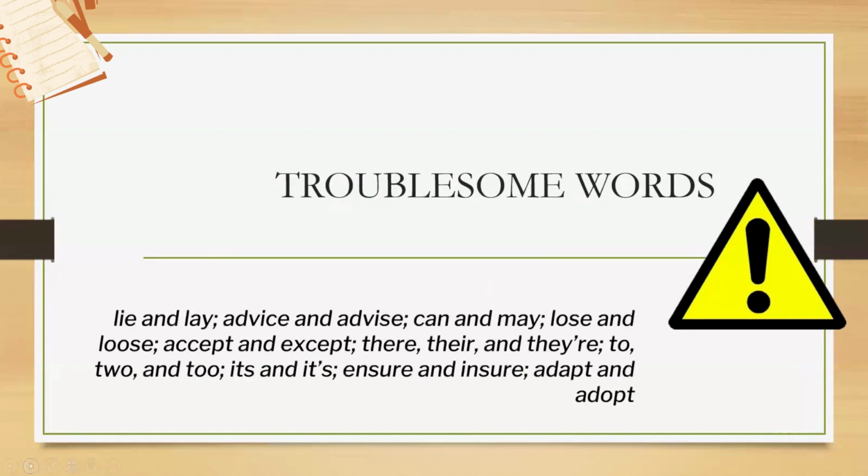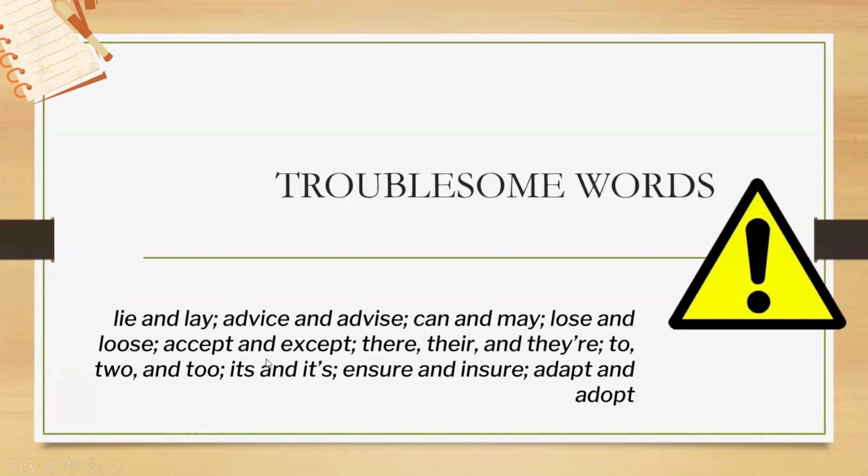Let's check on this one. So we could have lie and lay. Lie and lay, take note of the difference. Lie and lay, it's a verb, but we say lie down, and lay would be for lay eggs. Advice is a noun, and advise with an S is actually a verb. Same also with can and may. Can, you can do it. May is on probability. Lose, the past tense would be lost. Loose is actually something which is not tight.